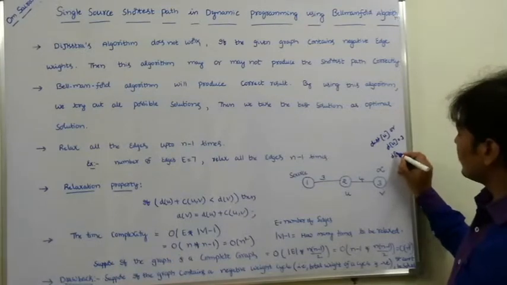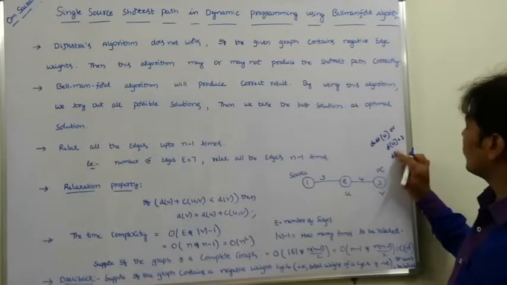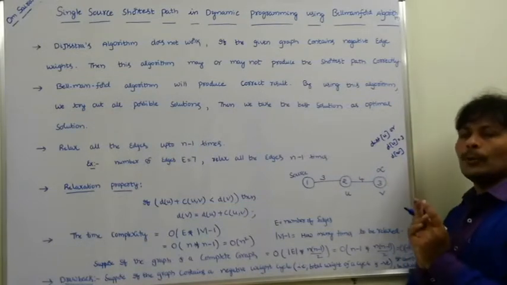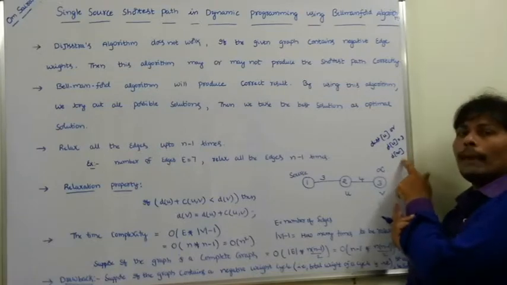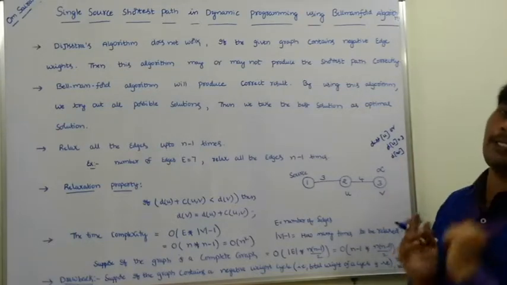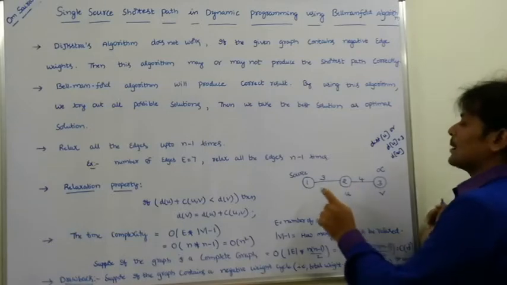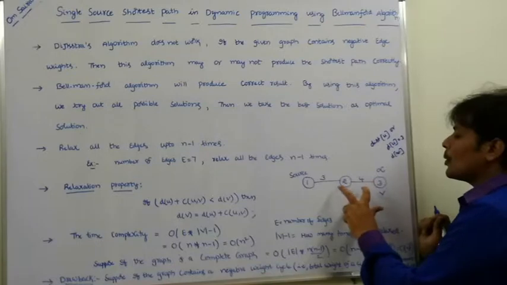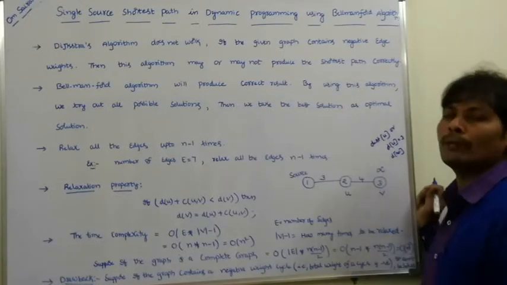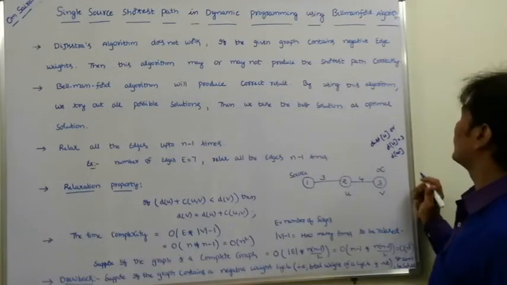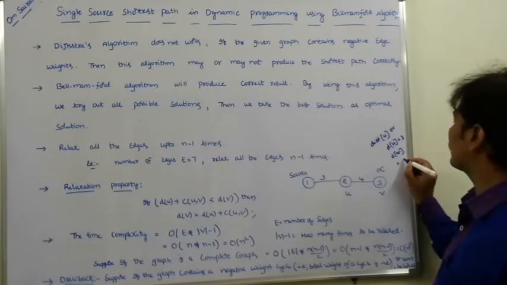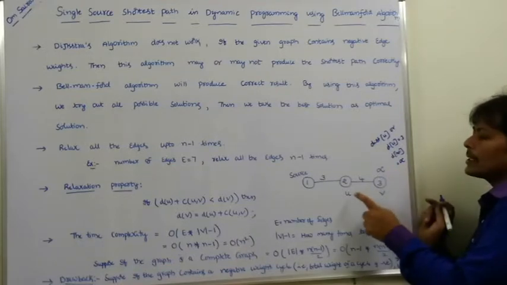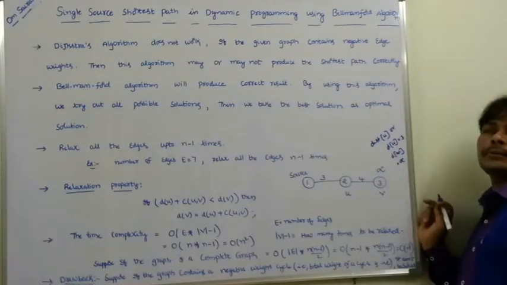What is d of v? d of v is the distance from the source vertex to the destination vertex v using a direct edge connection. Here the source vertex is 1 and the destination vertex is 3. There is no direct edge between 1 and 3, so the distance of v is treated as infinity. Distance of v is equal to infinity, and distance of u is 3.